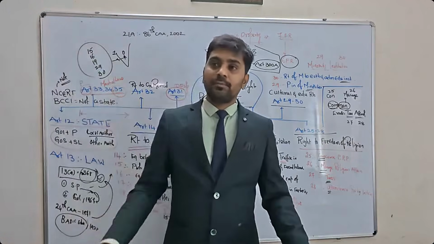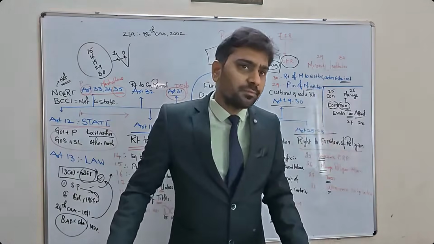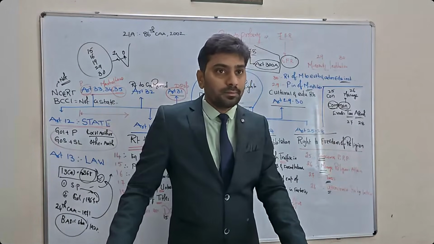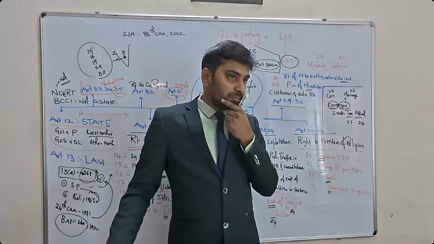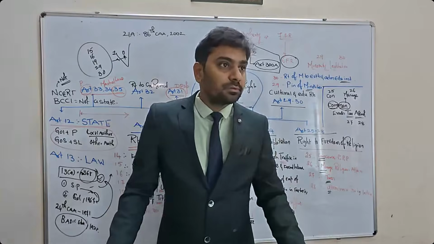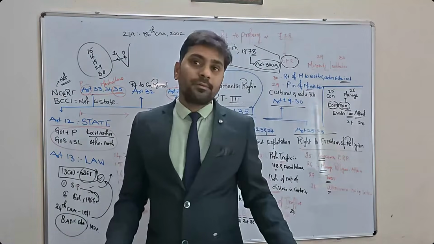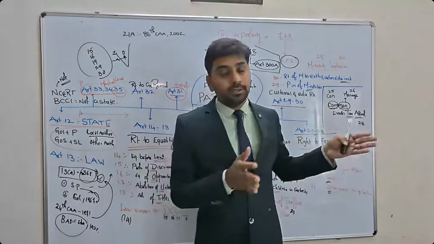Assam has how many boundaries? State boundaries 7. International boundaries for Assam? 2. What are they? Bhutan and Bangladesh. Sikkim, state boundary 1. International boundaries for Sikkim? 3. What are they? Bhutan. Oh, sorry, revise quickly.